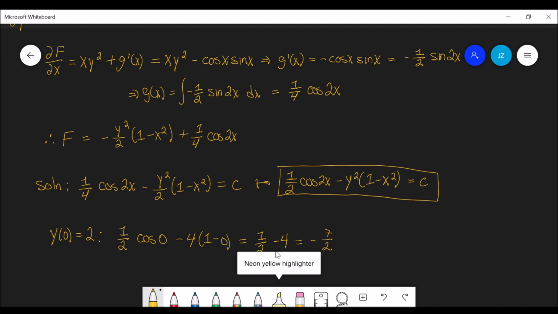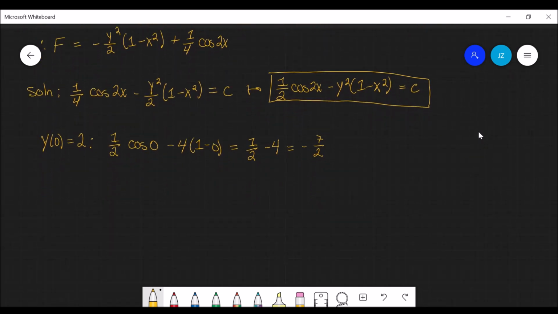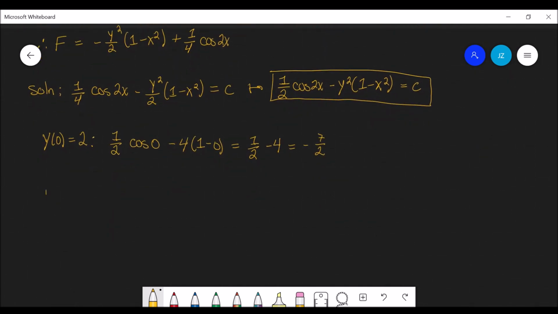So our particular solution is thus 1/2 cosine 2x minus y squared times 1 minus x squared is equal to negative 7/2.